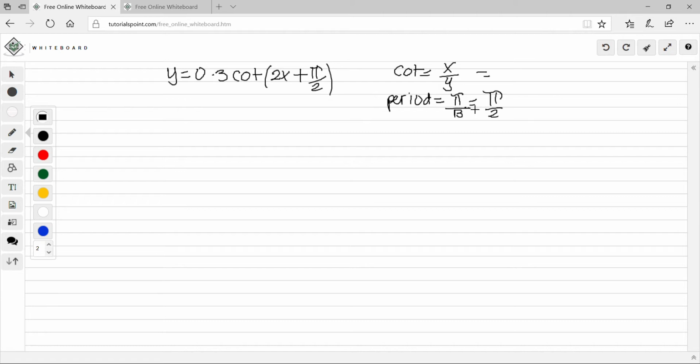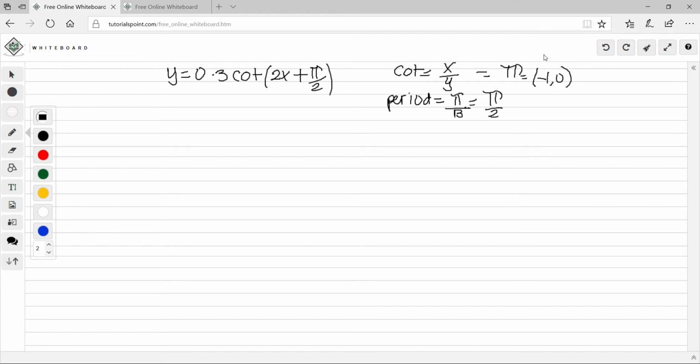So yeah, pi over 2. Now we've got to find where it's undefined, where cotangent is undefined. So we want to get pi, because where pi is, the coordinate is (-1, 0).